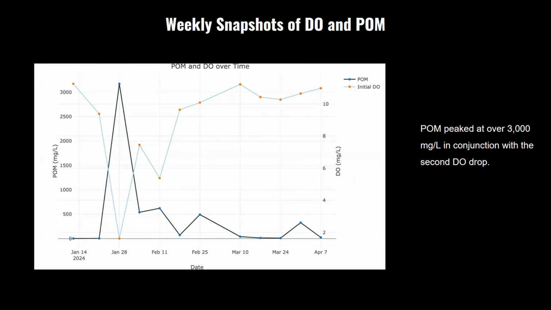So we also have particulate organic matter. It's plotted here on the y-axis in the stark green line against weekly DO in the light blue line. These weekly DO data are not those continuous data we were looking at before. These were taken with our YSI handheld sonde at the time that we grabbed our POM samples. So we can see what appears to be a pretty strong inverse correlation between particulate organic matter and dissolved oxygen.